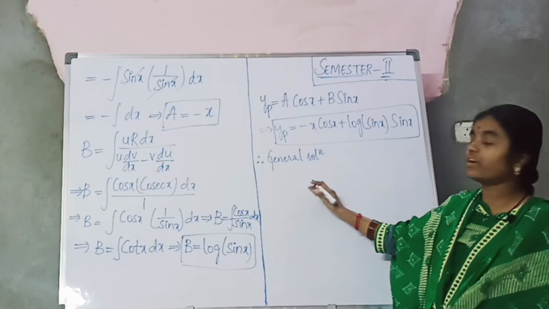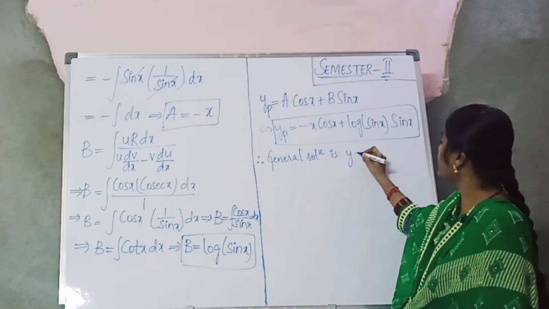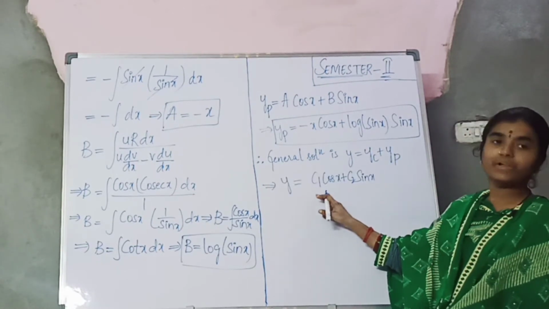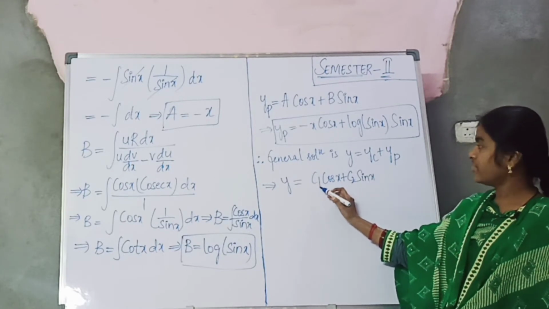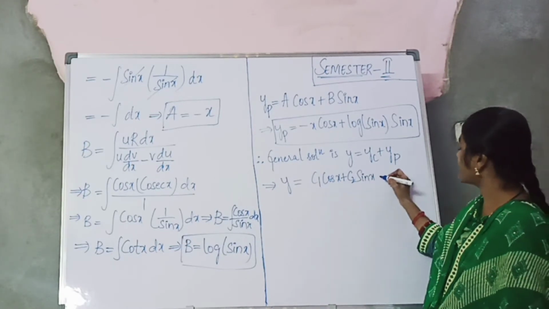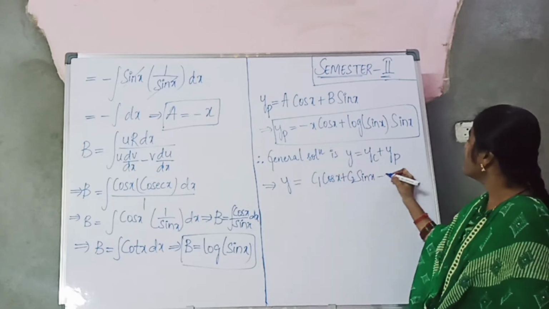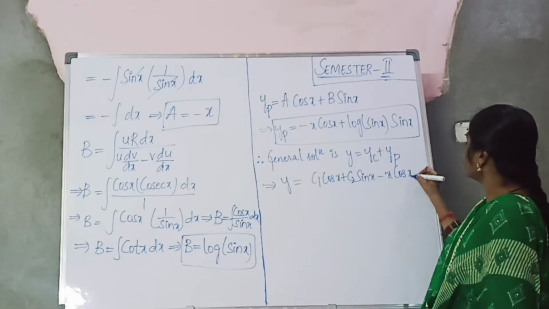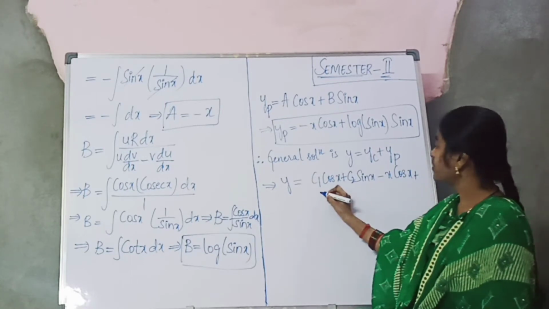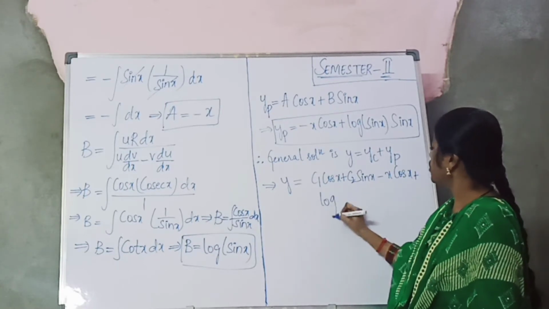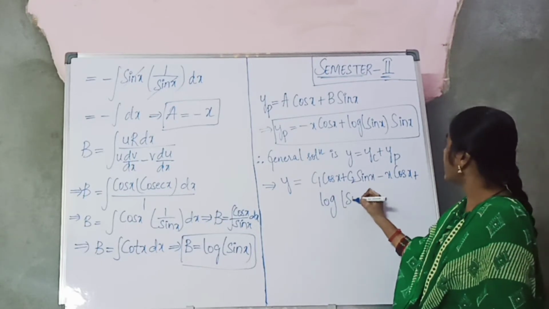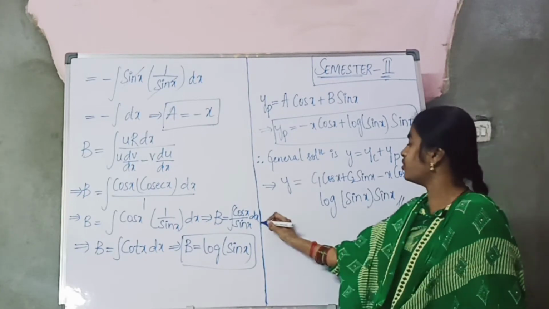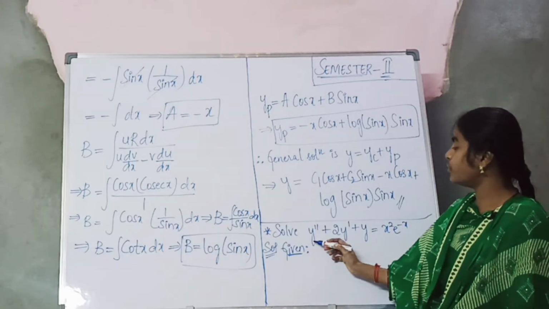Now we have to write the general solution. Therefore the general solution is y equals yc plus yp. So y equals, what is yc? c1 cos x plus c2 sin x. So plus into minus, minus, what is yp? Minus x cos x plus log of sin x into sin x. This is the solution. Now let us solve one more example problem.